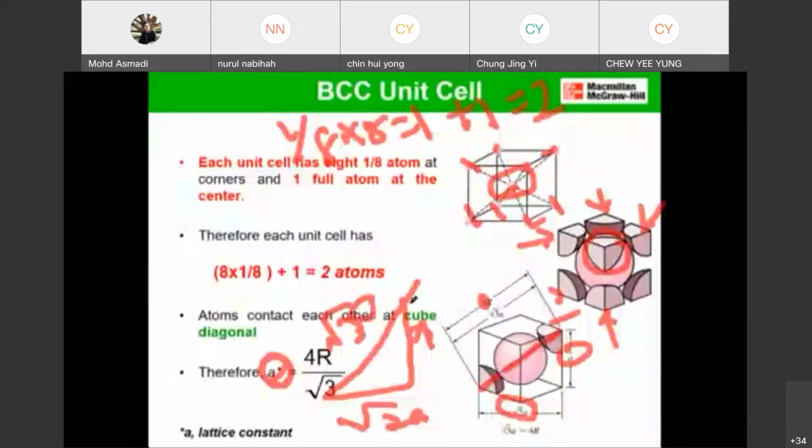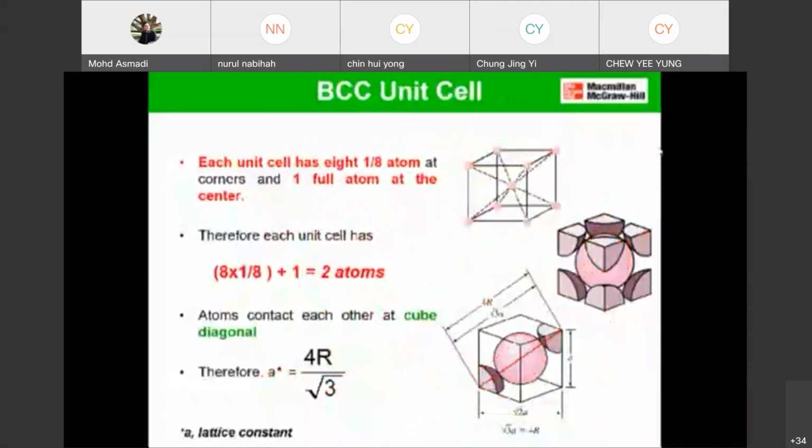So to get the value of A, square root 3 A is equal to 4R. Just bring it to the right side, so you can get the value of A expressed in terms of 4R divided by square root 3. So that's how we can get the value of A. The lattice constant is solved.